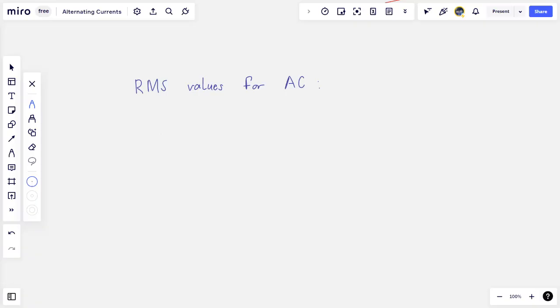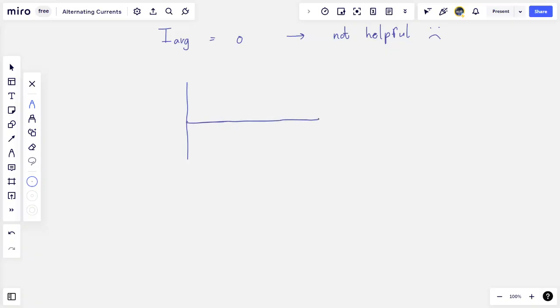So what does this mean? This means that the average value of my current is going to be right in the middle of the peak and the crest, or the trough and the crest. That middle value is 0. So using average values of currents, not very helpful, is it? If I want to calculate the average current, it's always going to be 0. It's going to be the same with the voltage. Not very helpful.